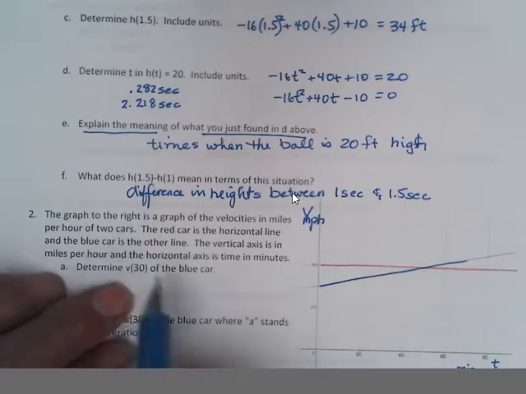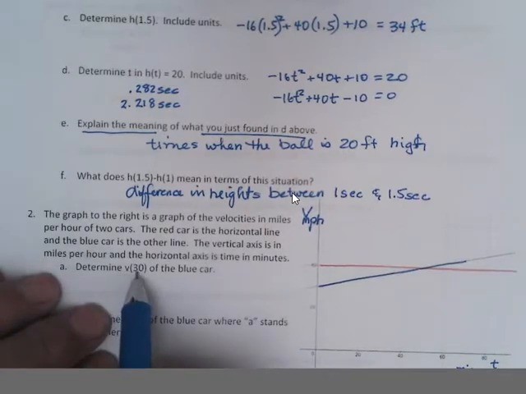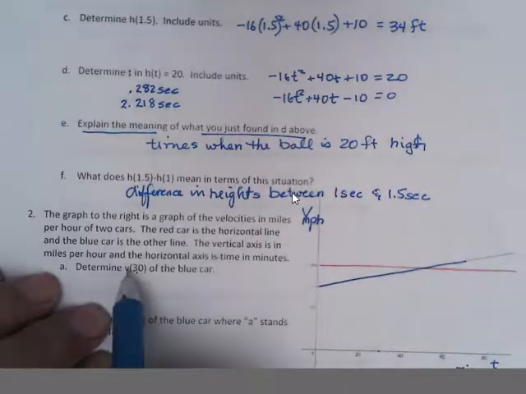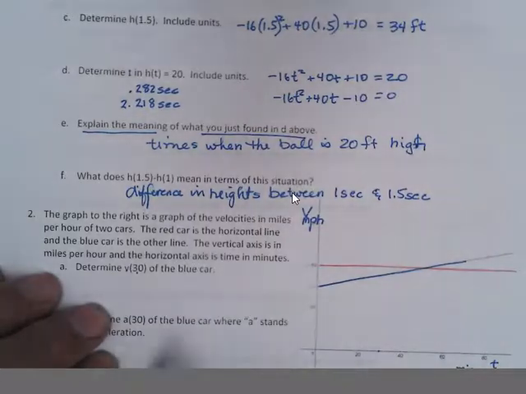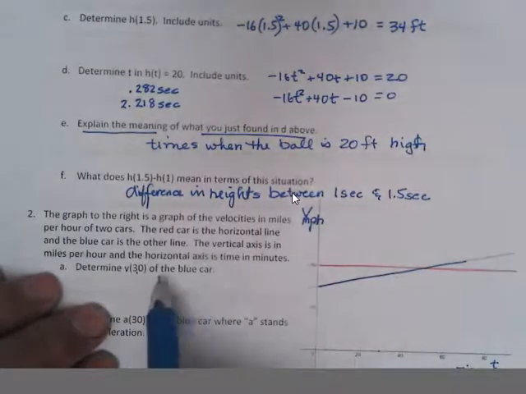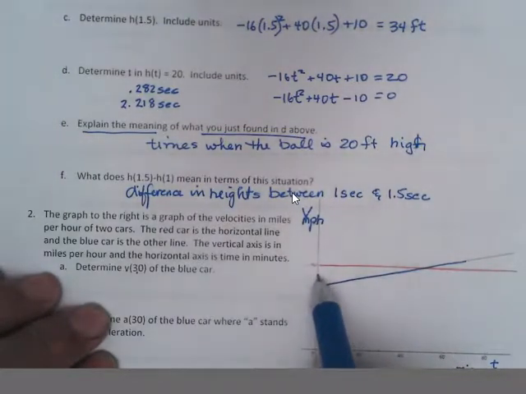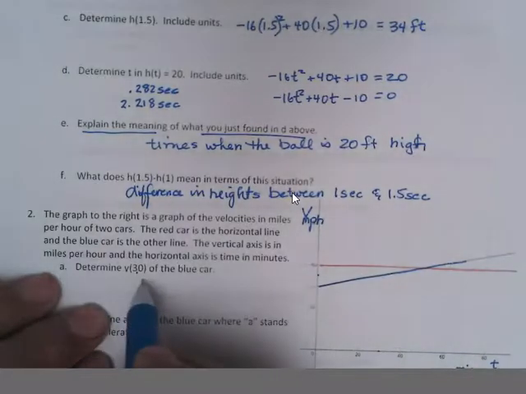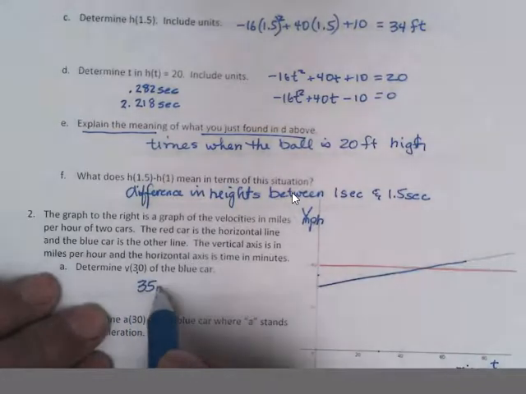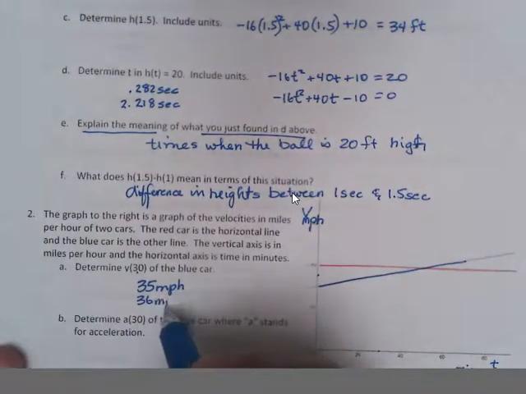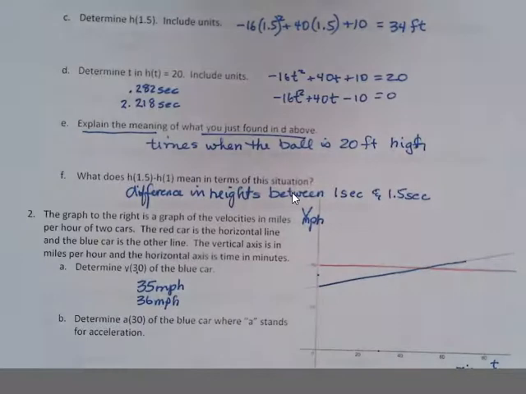V of 30, well, V of the time. So 30 is the time, 30 minutes, and V is the velocity, well, that's what this graph is giving us, of the blue car. So at 30 minutes, we go up to the blue car, then over here to figure out how fast it was going, and it looks like it's 35 miles per hour, maybe 36, somewhere around there. Okay.